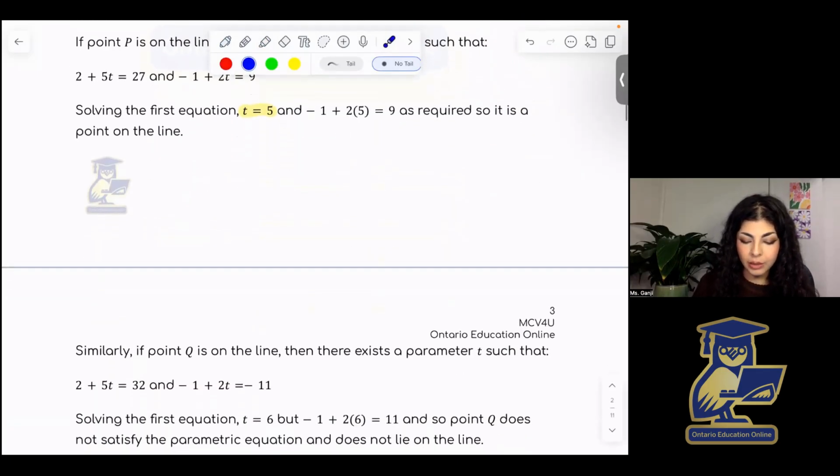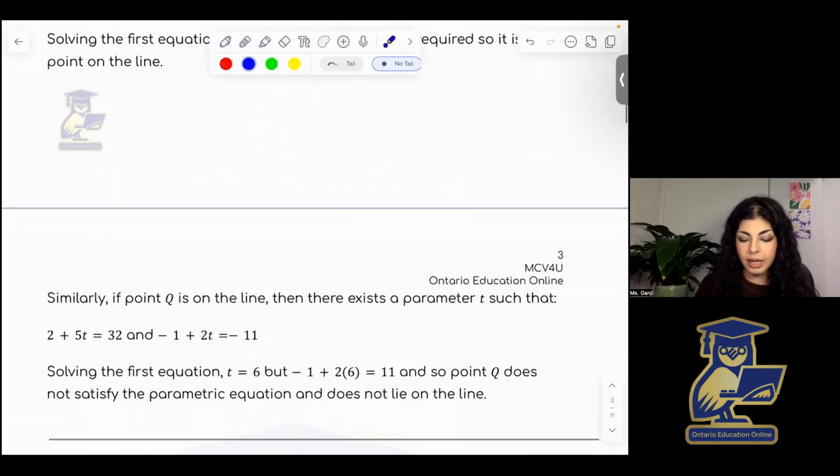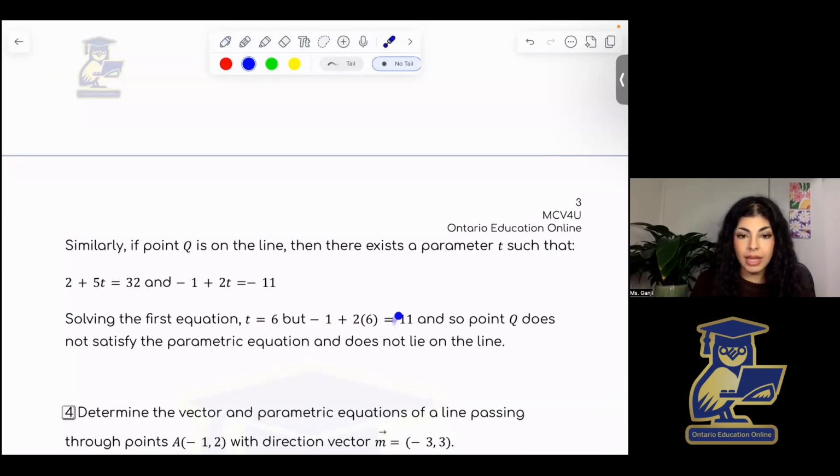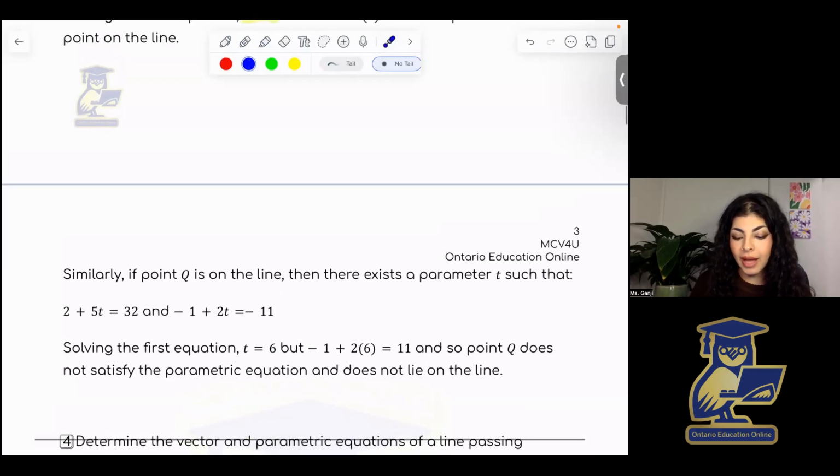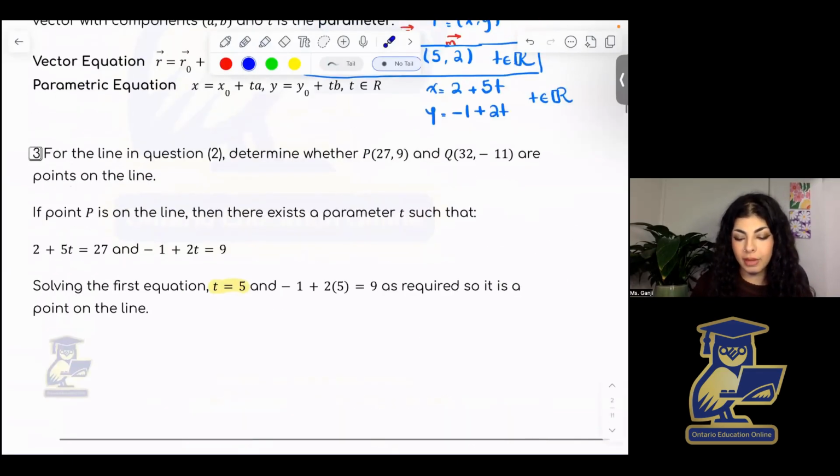Now, with point Q, we similarly want a parameter t so that we have 2 plus 5t equals 32, and now negative 1 plus 2t equals negative 1. So solving the first equation, we have t equals 6, but now, through substitution, negative 1 plus 2 times 6 gives us 11 here. So the y component based on t equals 6 would be 11 and not negative 11 like we were given. So the point Q does not satisfy the parametric equation, and we can conclude that it does not lie on the line because there isn't one constant parameter t that will satisfy both of these equations up here.